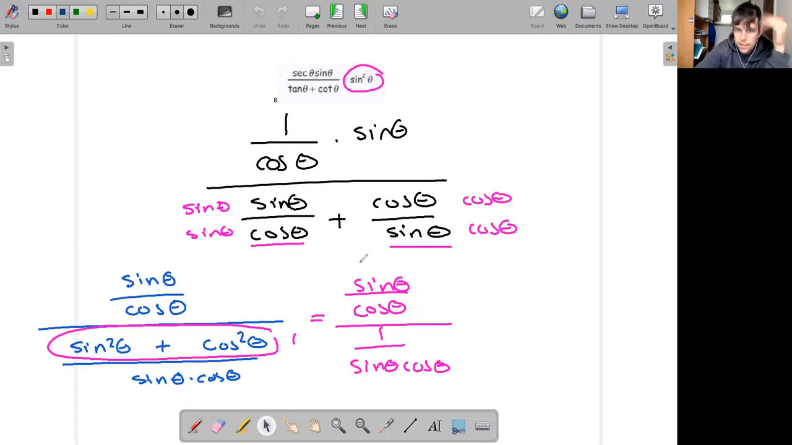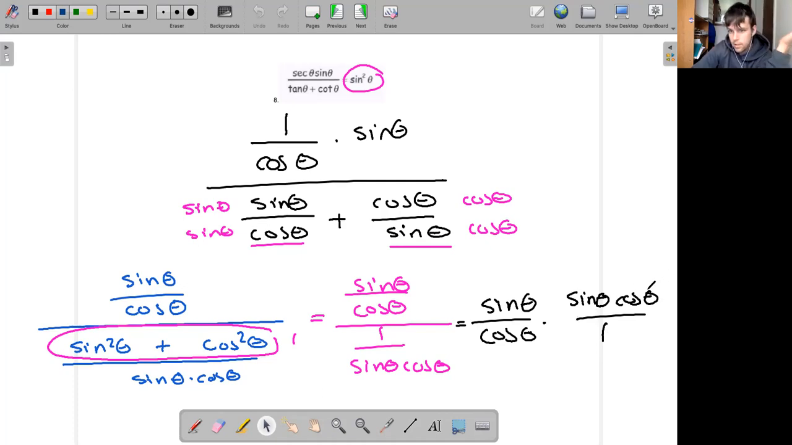So instead of dividing these fractions, let's change this to multiplication of the reciprocal. We're going to have sine theta over cosine theta times the reciprocal of this, which is sine theta cosine theta over 1. Okay, yes. The cosines are going to cancel. That's what we were hoping for. Cosines cancel. Sine theta times sine theta, we get sine squared. And that's over 1, which is the same thing as we have right here. So we're able to verify that identity that way.